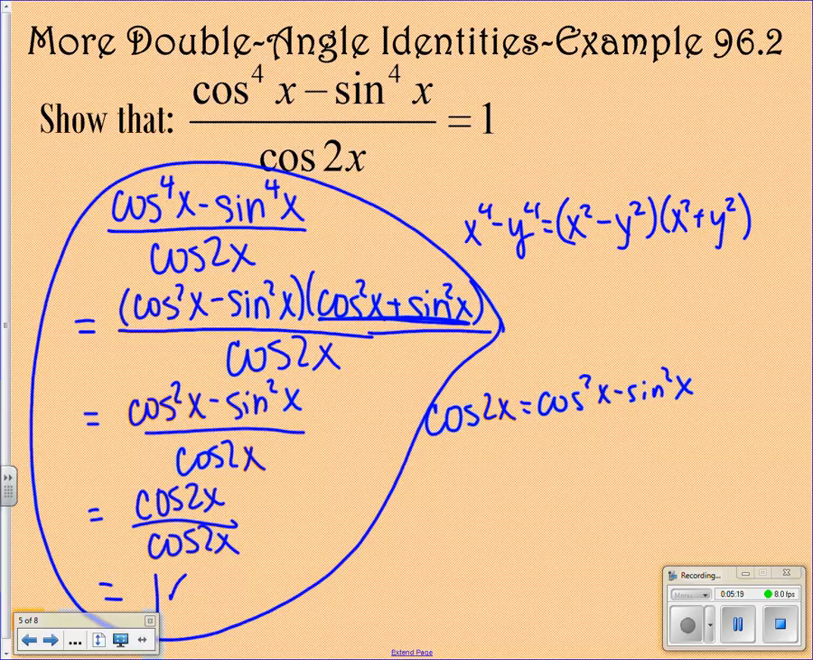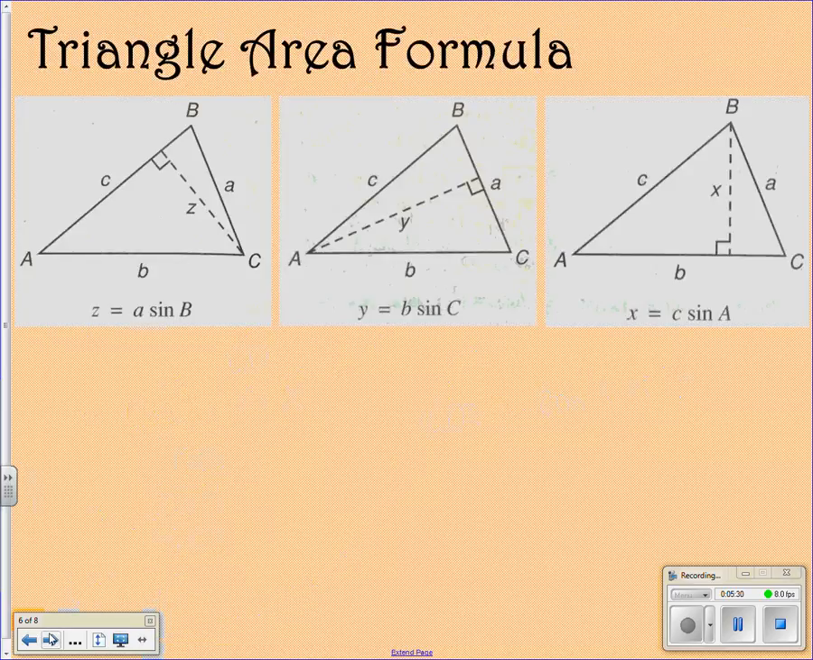Okay? So that's how you deal with the double angle identities. You do need to be familiar with those so that you can do these without a lot of trouble. We are going to look at triangle area formulas now.